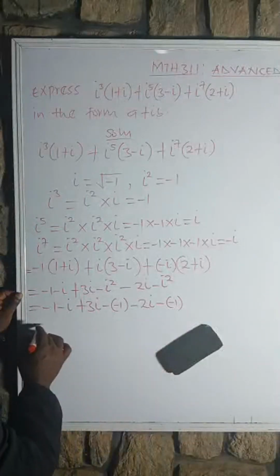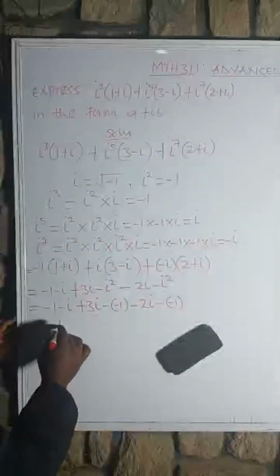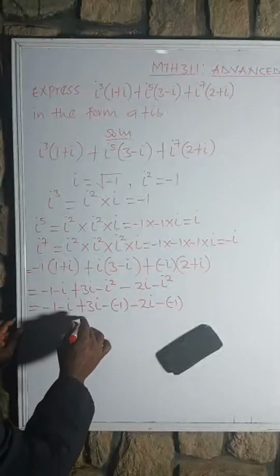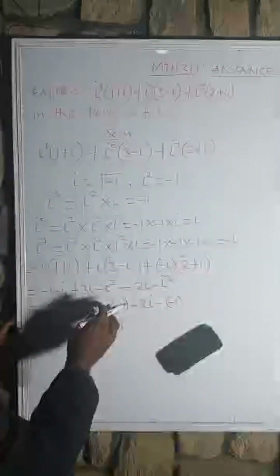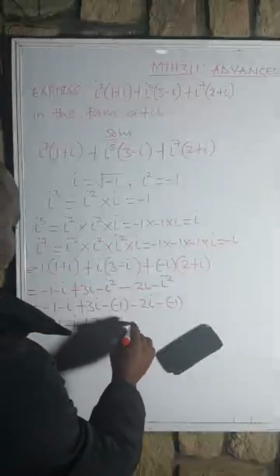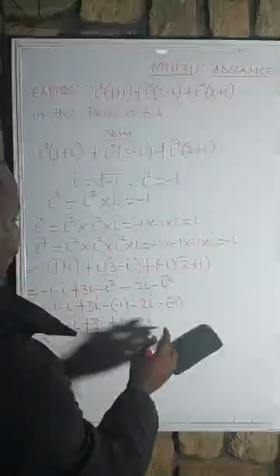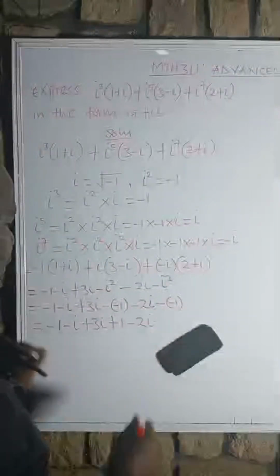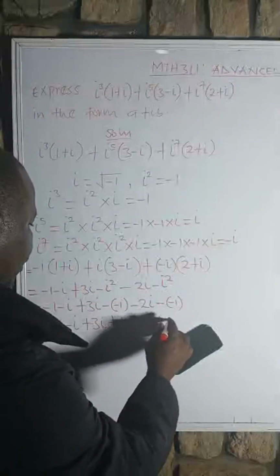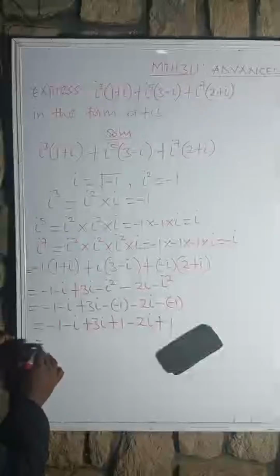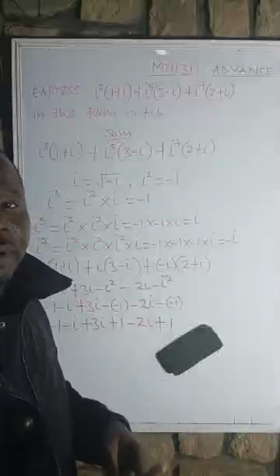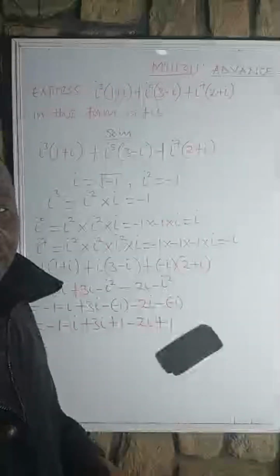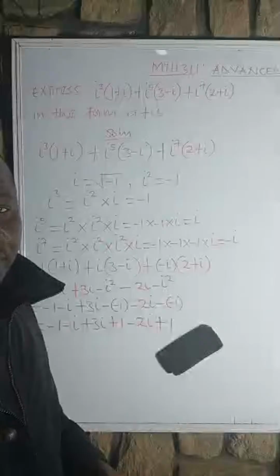So here will now be minus 1 minus I plus 3I. Minus 1 times minus 1 is plus 1. Minus times minus is plus, so plus 1 minus 2I. Then minus times minus is plus 1. So let's collect the like terms, that is, separate the real and the imaginary parts. Is that clear? So here we have minus 1.